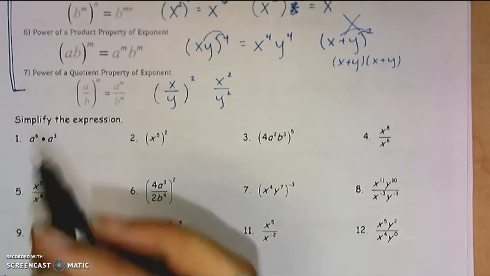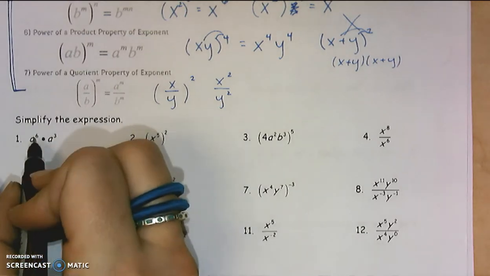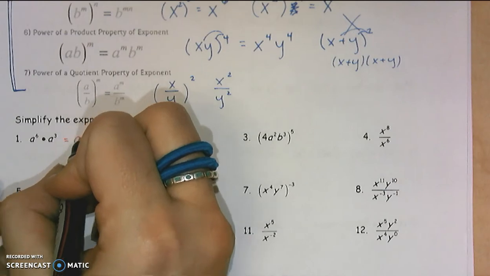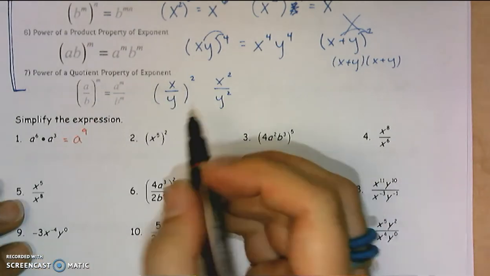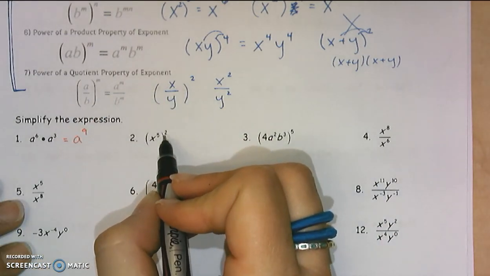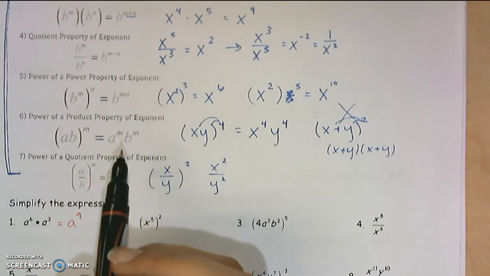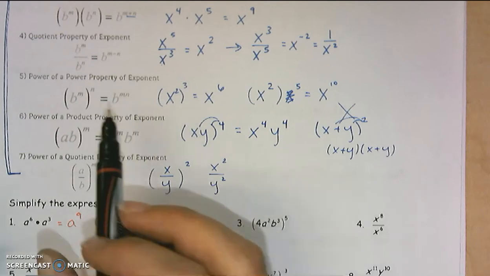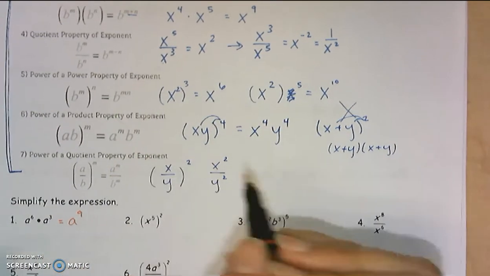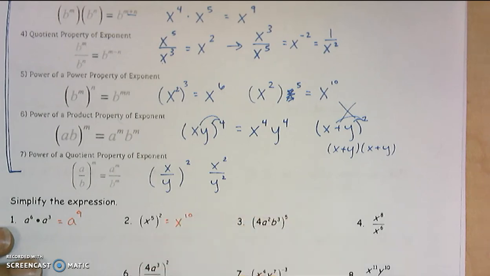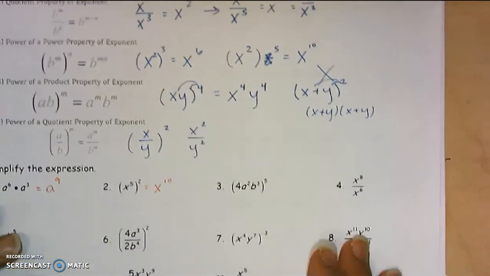So this first one, we're multiplying, they're both a. So what do we do with our exponents? We're going to add them. So this would be a to the 9th. Here we're taking a power to a power. So 5 times 2, that's going to be 10. Power to a power, multiply.